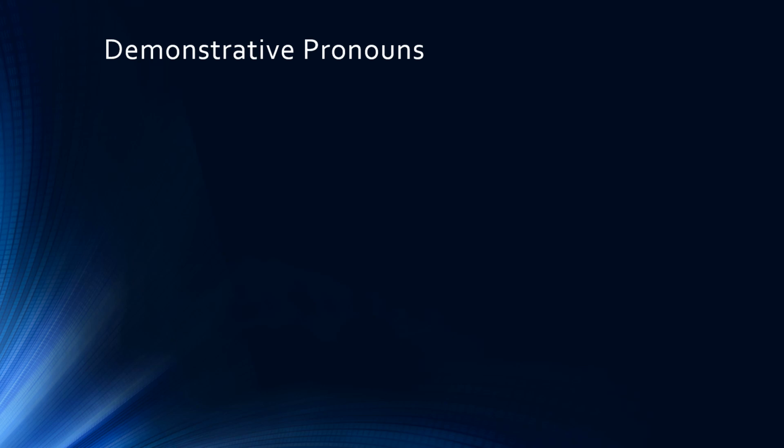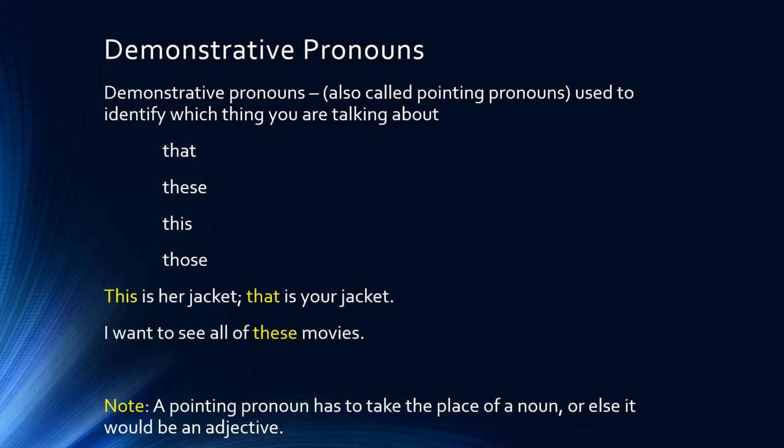Demonstrative pronouns. Demonstrative pronouns are also called pointing pronouns, and they're used to identify which thing you're actually talking about. These pronouns are that, these, this, and those. This is her jacket. That is your jacket. I went to see all these movies.